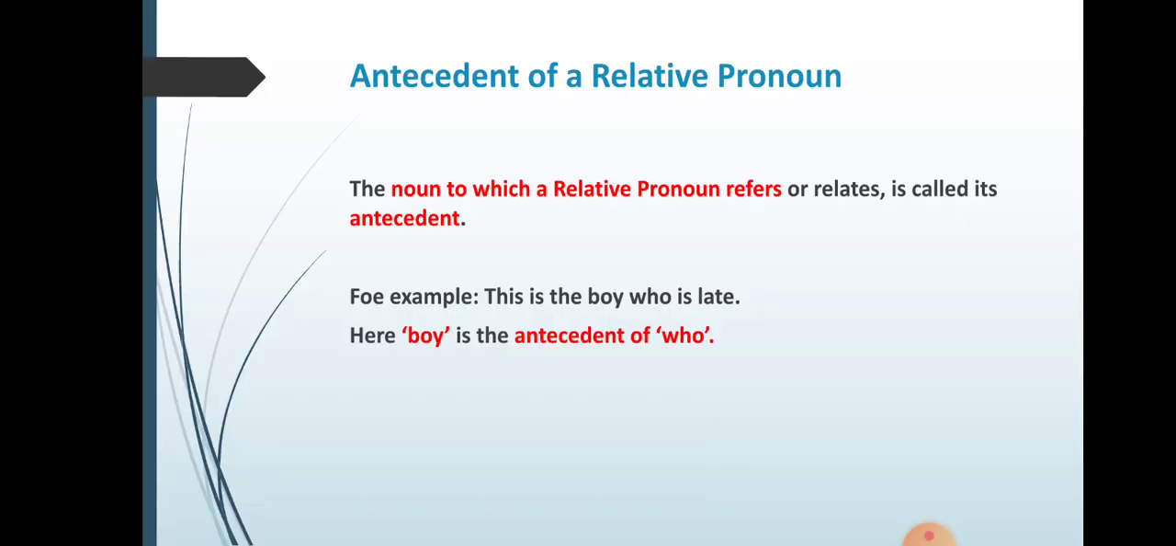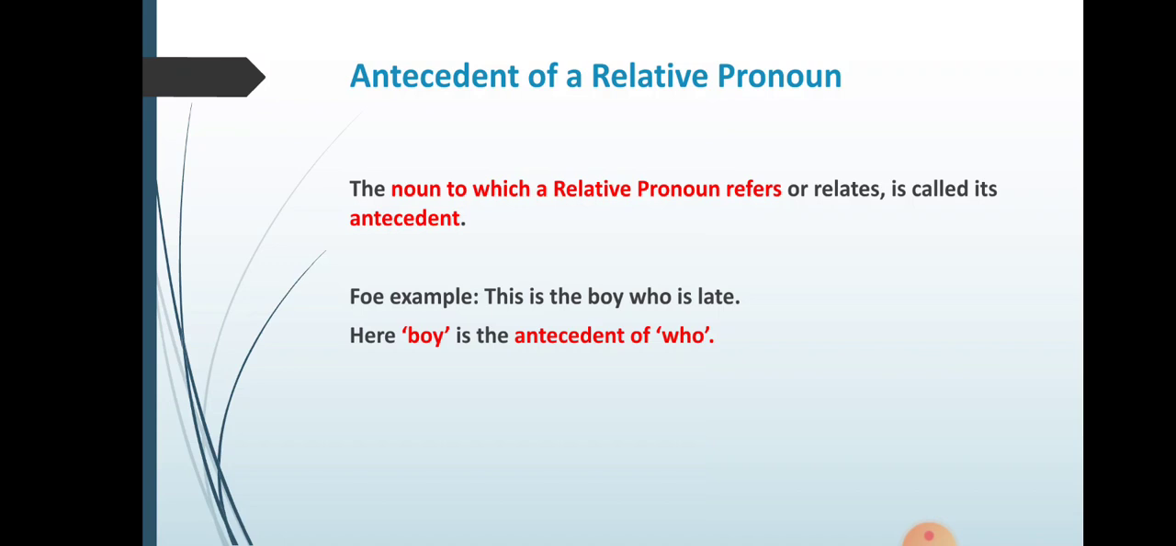Next term is antecedent of a relative pronoun. Now, what is an antecedent? The noun to which a relative pronoun refers or relates is called its antecedent. मतलब वो noun सेंटेंस में वो noun जिसके बारे में relative pronoun बता रहा है, relate कर रहा है या उस noun को refer कर रहा है सेंटेंस में, उसको हम antecedent of a relative pronoun कहते हैं.